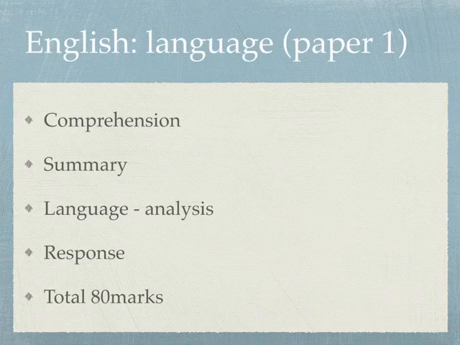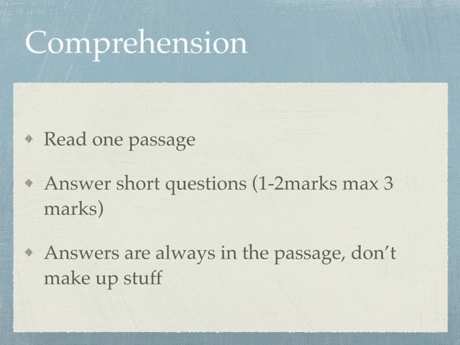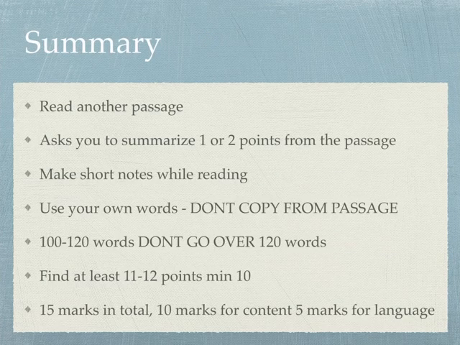So English language, paper 1. It has comprehension, summary, language analysis, and response, and there are total 80 marks which you write. So comprehension: you read one passage and answer short questions. They're usually 1 to 2 marks, and a maximum would be 3 marks. Answers are always in the passage, so don't make things up. You'll have to find the answers within the passage.